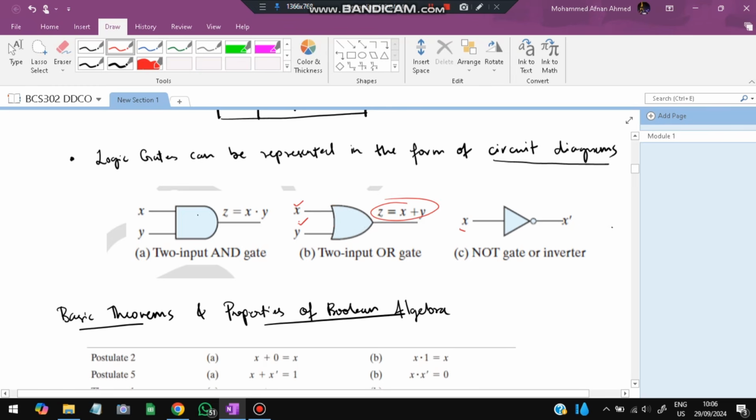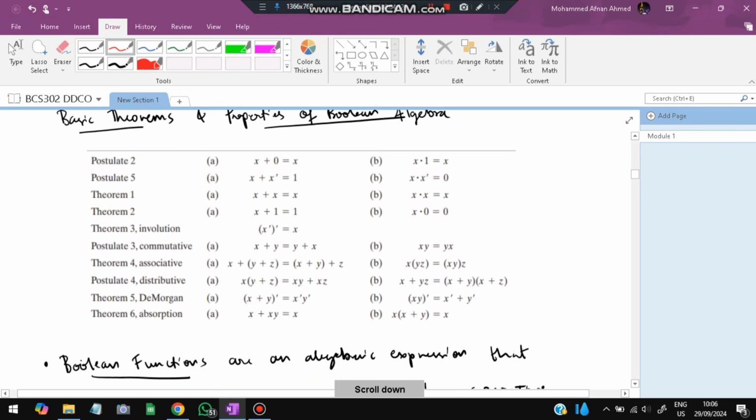Okay, and x is present here, the NOT gate will be represented in the form of a triangle here with a circle at the end. Okay, so that will be x not. Okay, now there are few basic theorems and properties of Boolean algebra.